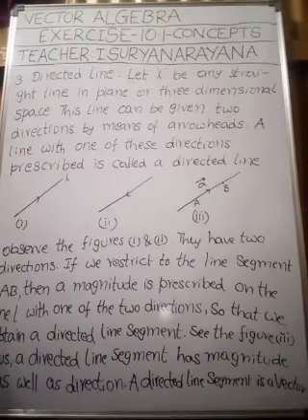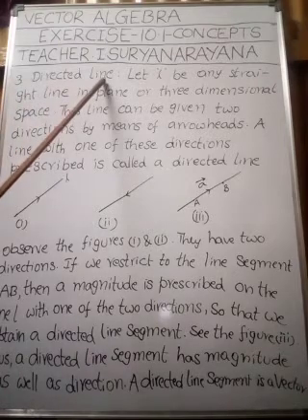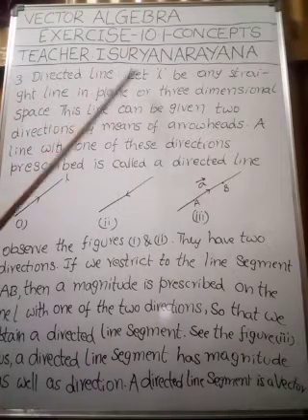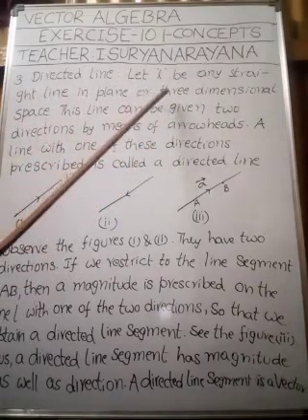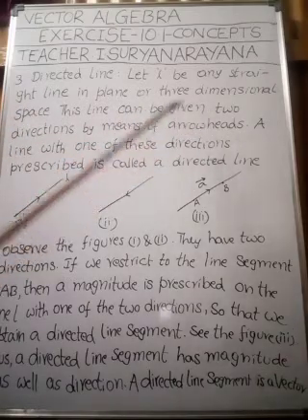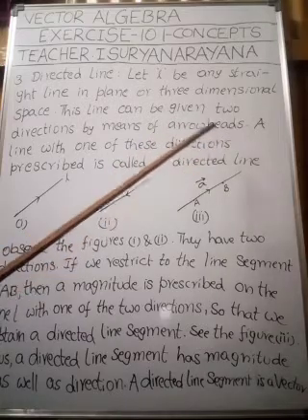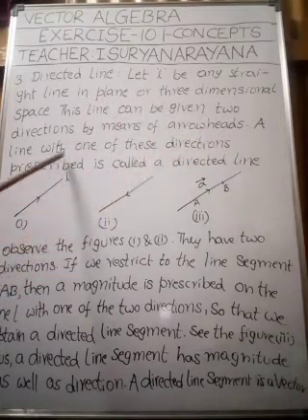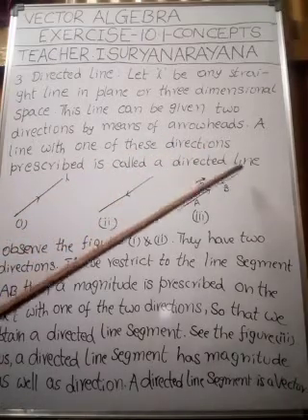Right. Now come to point number 3, directed line. What is meant by a directed line? Let L be any straight line in a plane or three-dimensional space. This line can be given two directions by means of arrowheads. Okay, my children. A line with one of these directions prescribed is called a directed line.